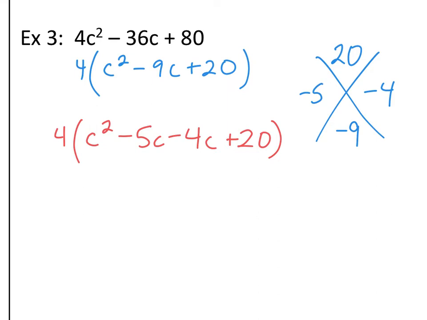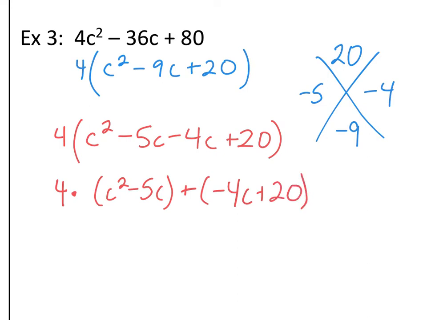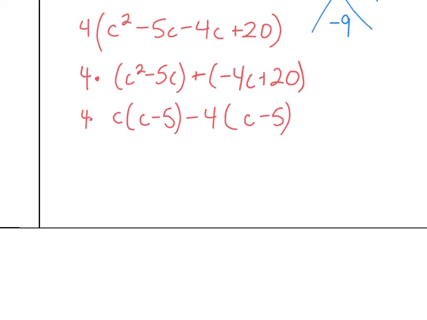Then we group. So leave 4 out here hanging out. C squared minus 5c plus negative 4c plus 20. You with me? What do c squared and negative 5c have in common? It's just c. What's going to be left? Okay, and what do negative 4c and 20 have in common? Yep, we're going to pull out a negative 4, and what's going to be left? Do they match? Yep, so I did it right. Cool. Leave 4 just hanging out there, and now we can rewrite.